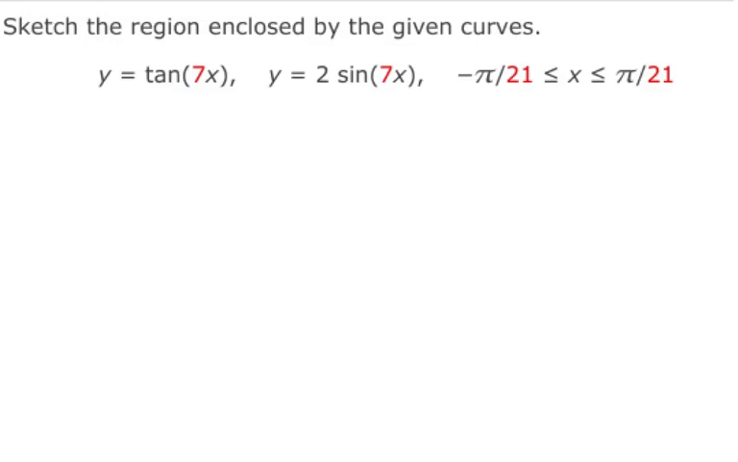In this question from calculus, they ask you to sketch the region enclosed by the given curves. So one of the curves is tangent 7x and the other one is 2 sine of 7x. And it has to be done on the interval between negative pi over 21 and pi over 21.